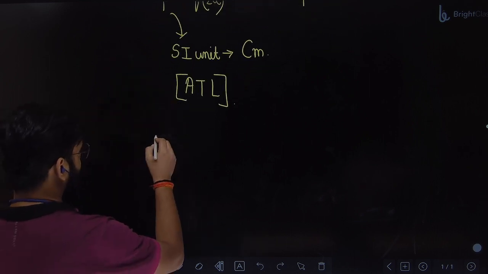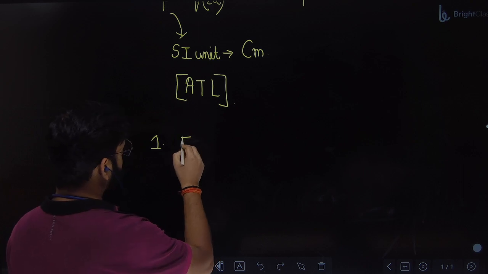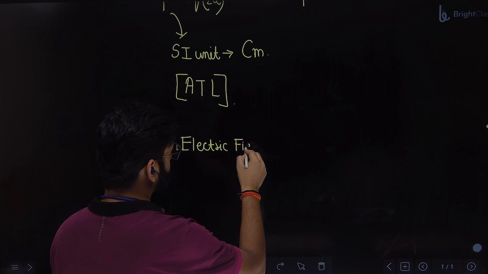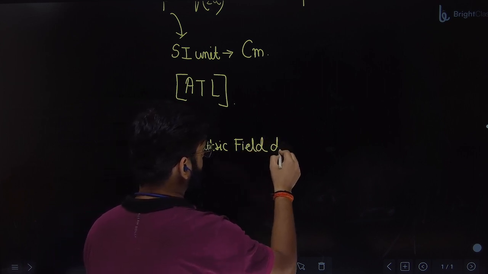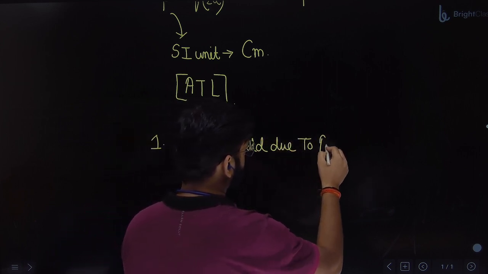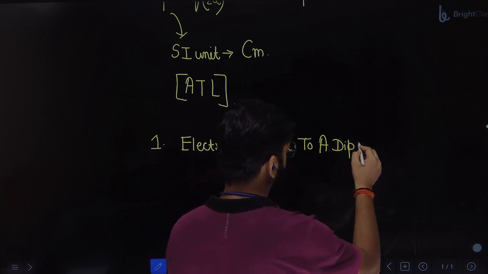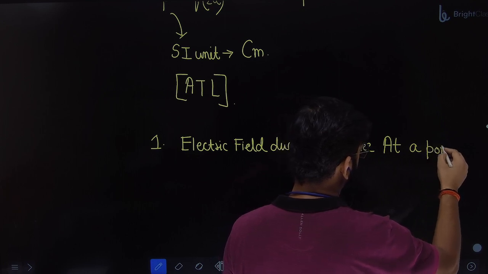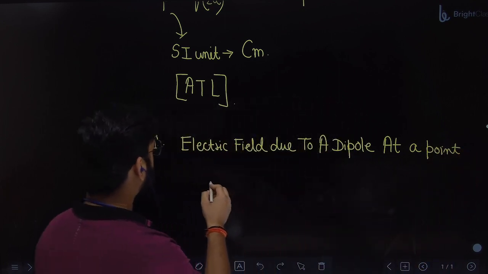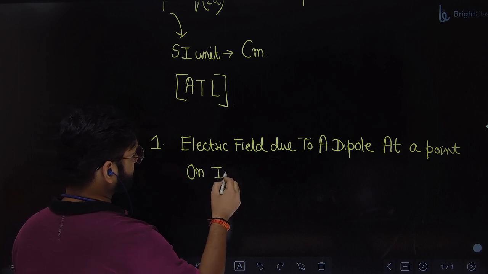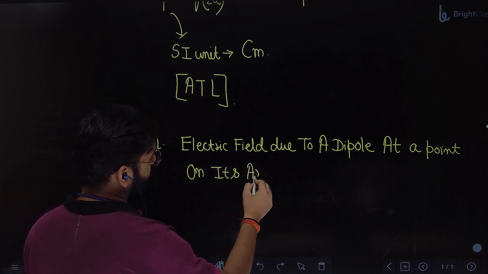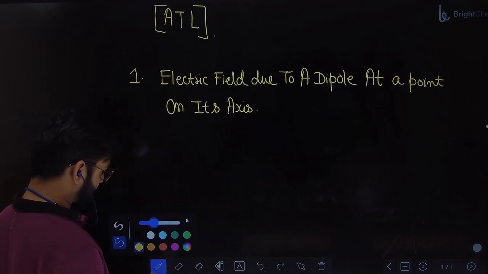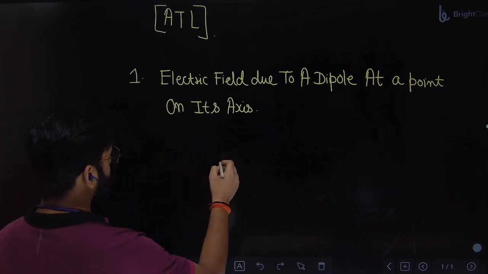So we will discuss the first point in this. Electric field due to a dipole at a point on its axis. So electric field due to a dipole at a point on its axis. So let's draw a dipole.